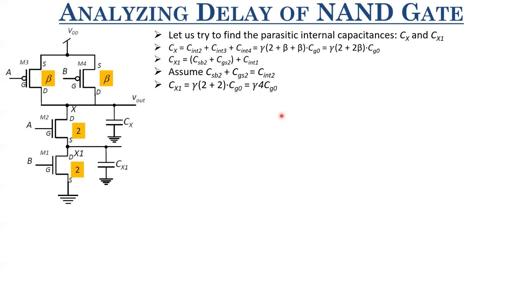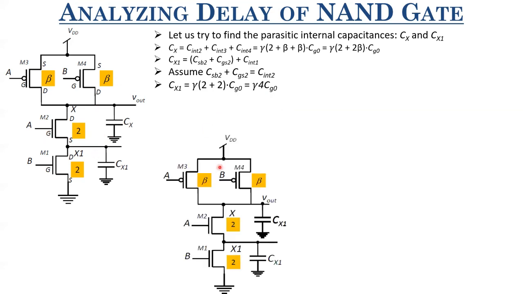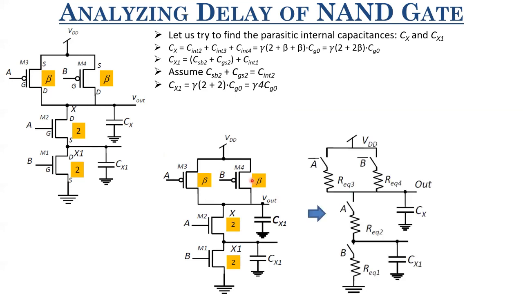So now let us represent this by its equivalent resistor switch network, which we have drawn earlier. Let us now quantify these resistances. So what is R equivalent of 1? R equivalent of 1 is equal to R equivalent of 2, which equals half R equivalent of 0. What is R equivalent of 3 equals to R equivalent of 4? That is equal to R equivalent of 0, right? That is because of the sizing.